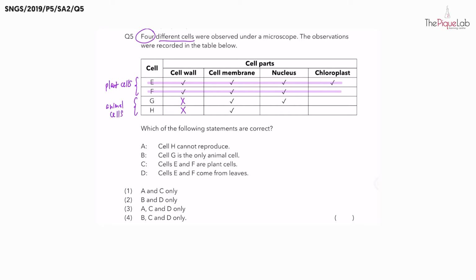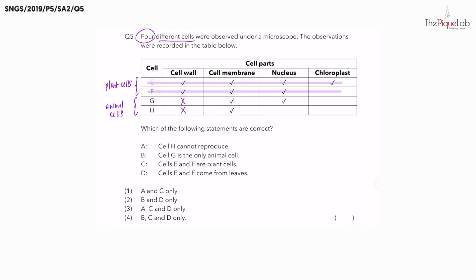Let's take a look at the second cell part, the cell membrane. Is the cell membrane found in both plant and animal cells? Yes, it is. So if you take a look at the column, all the cells E to H have the cell membrane. So it's not very useful for us to use this part to distinguish the cells.